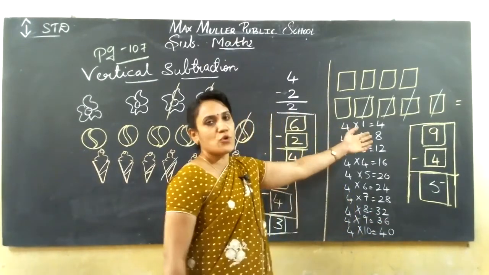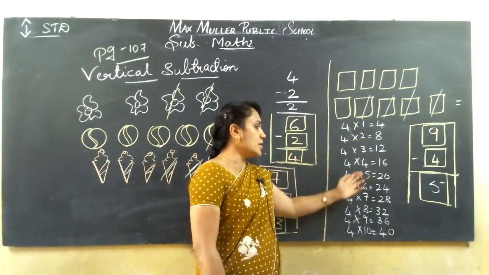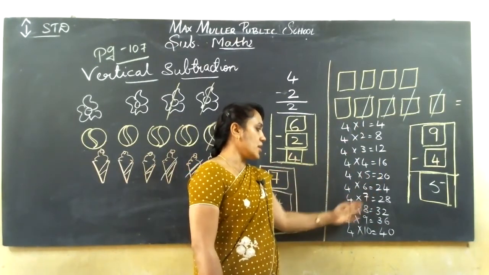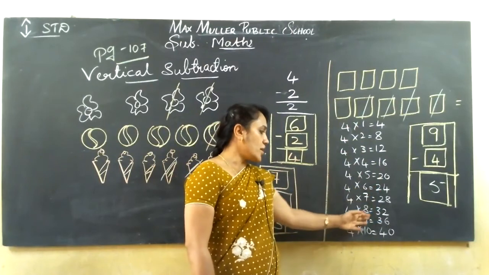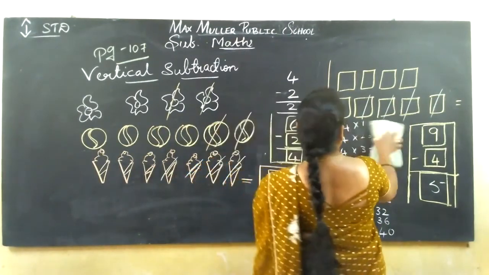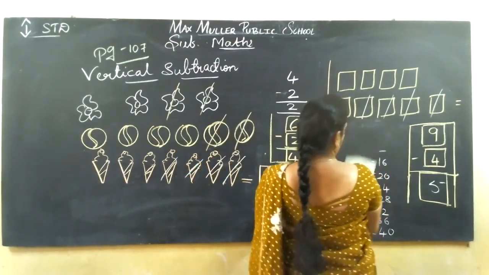4 ones are 4. 4 twos are 8. 4 threes are 12. 4 fours are 16. 4 fives are 20. 4 sixes are 24. 4 sevens are 28. 4 eights are 32. 4 nines are 36. 4 tens are 40. Okay. You practice this after class. I just told you orally.